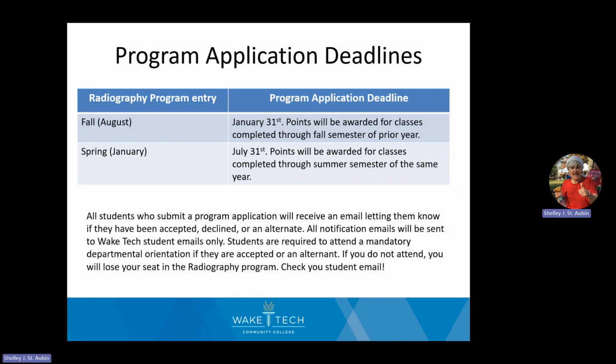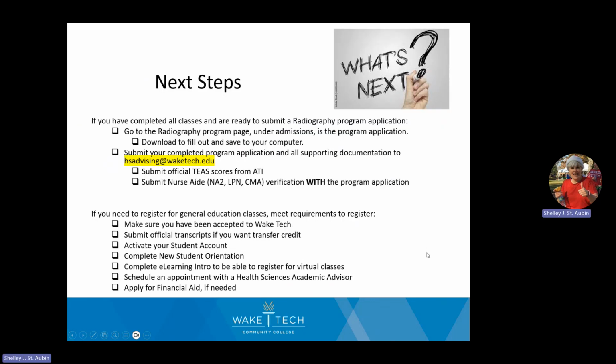Now, points are not awarded for classes completed after the application deadline. We can only include classes and grades that have been completed prior to the application deadline. All students will receive an email notification letting them know if they've been accepted, not accepted, or you are an alternate. So make sure that you check your Wake Tech email for that notification.